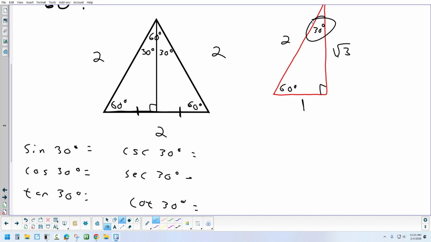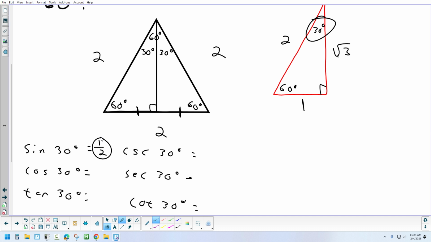Gabby, what would be the sine of 30 degrees? No idea. Okay, what's the definition of sine? Anyone help her out? Do you need a formula? It's a fraction. Yep. So yeah, it's opposite over hypotenuse, which in this case is 1 over 2.